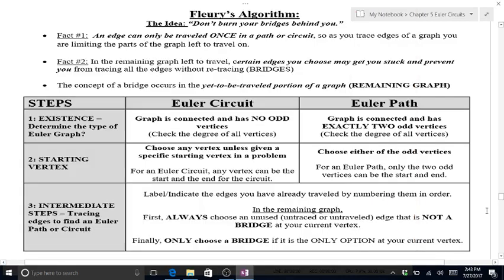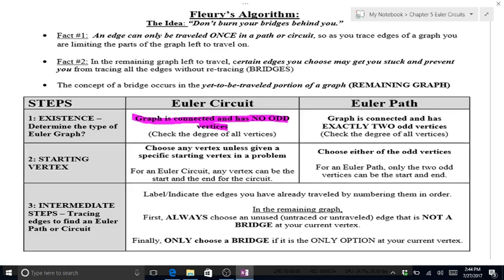Okay, so yesterday we left off with 5.5 where we started investigating Euler circuits and Euler paths. Yesterday in our investigation we found out Euler circuits have no odd vertices. Okay, so right here this is a key point that you're going to want. The graph is connected and has no odd vertices. Remember, in order for a graph to be connected, there is one big piece that is connected by lines. There are no separate pieces.